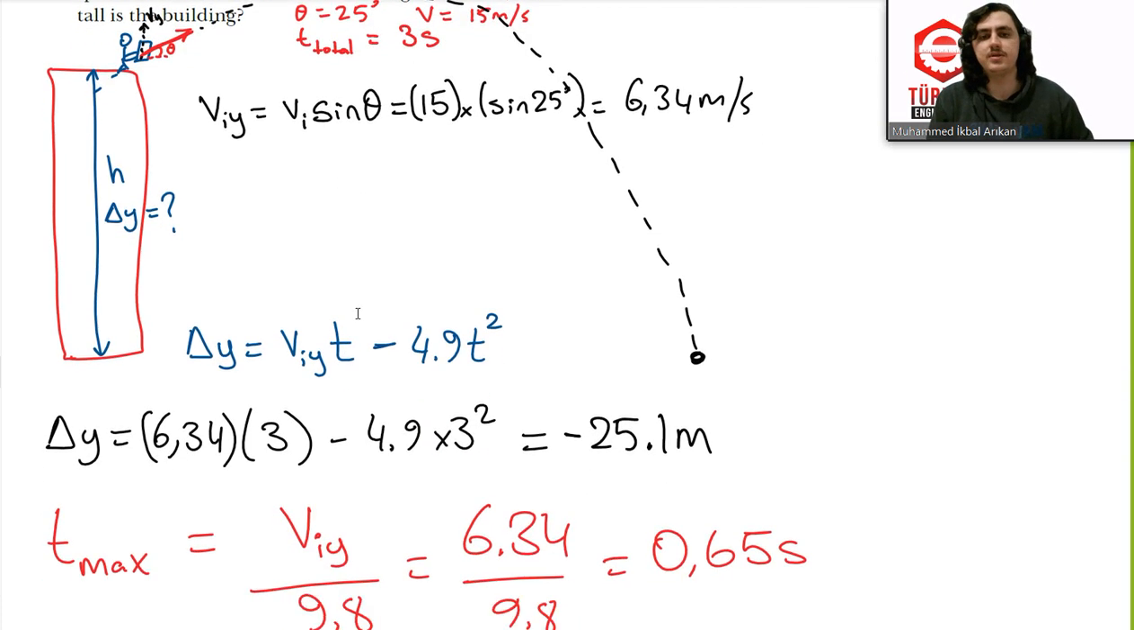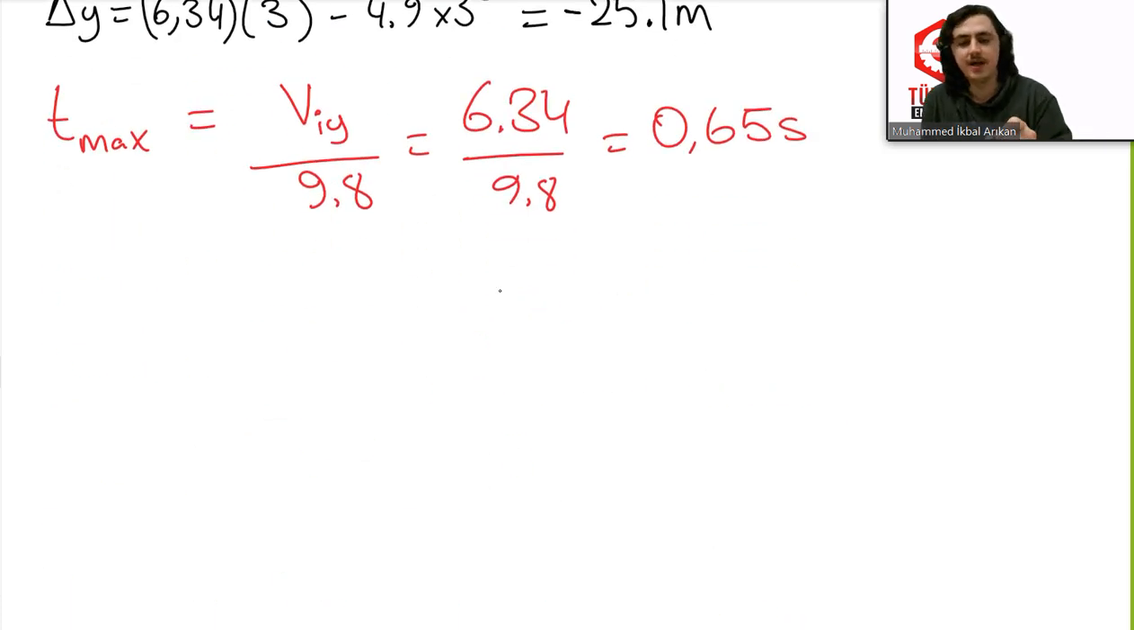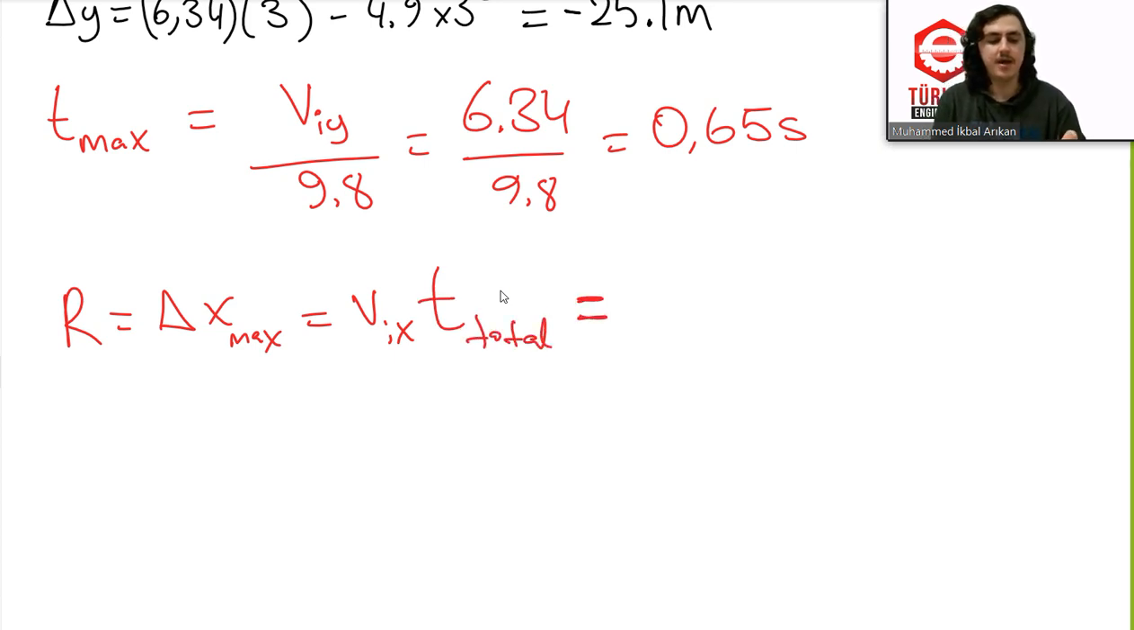So let's move to the next problem. Before we move, let me calculate the range. It is not asked here, but I will calculate it, okay? So I will put range, which is delta x max, will be equal to initial velocity in x multiplied by time, but the total time. I must take the total time. Initial velocity in x will be just v cosine theta, and our total time is given, which is 3 seconds.